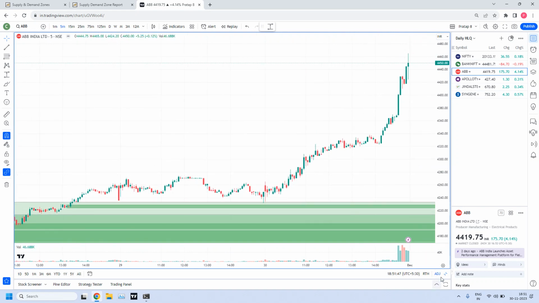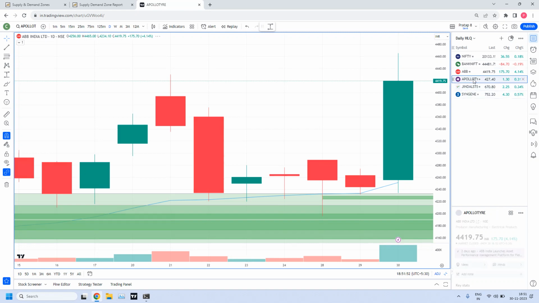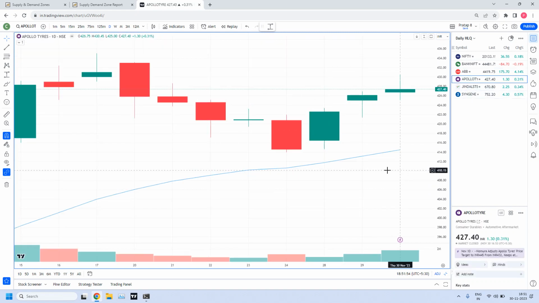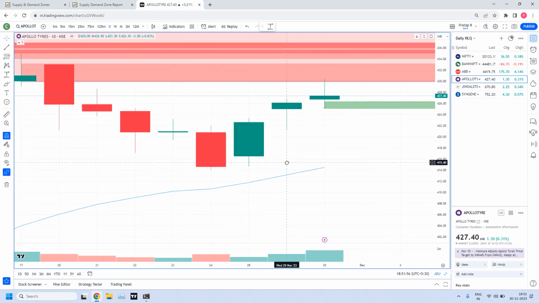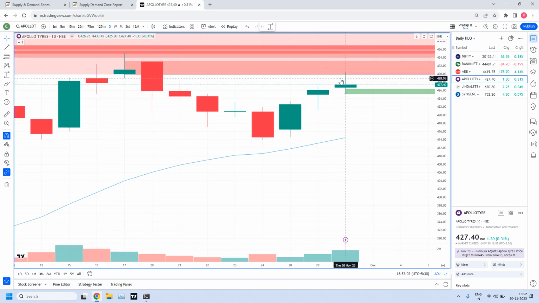So this is about ABB, and the next one is Apollo Tires. This is the 75-minute zone. So today prices entered into this fresh 75-minute zone. See the rejection, which has given Apollo Tires 5,970 rupees profit, which is 4.17% return on the investment. So this fresh 75-minute zone worked very well.